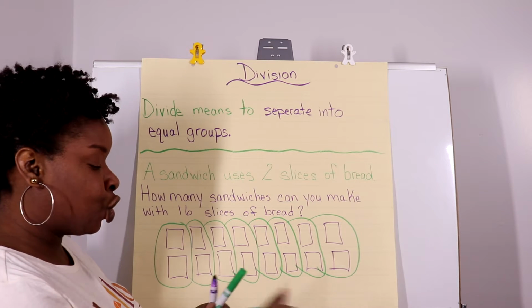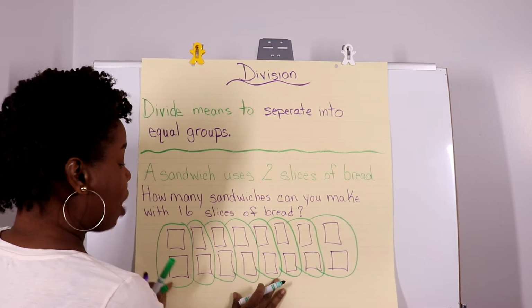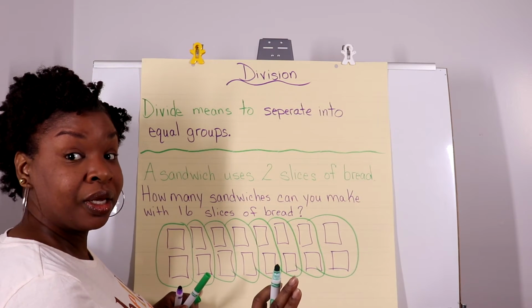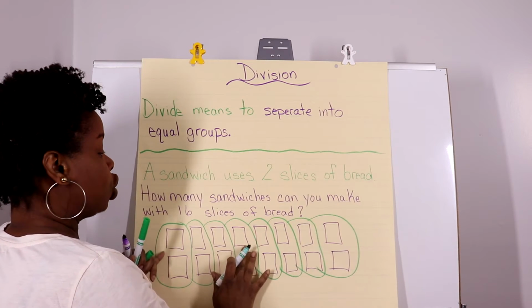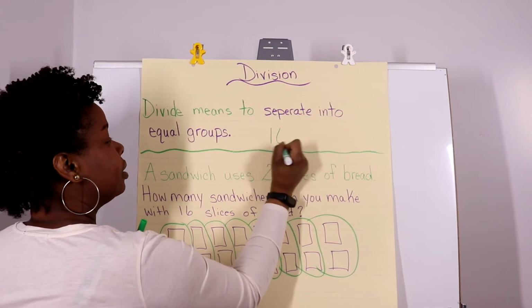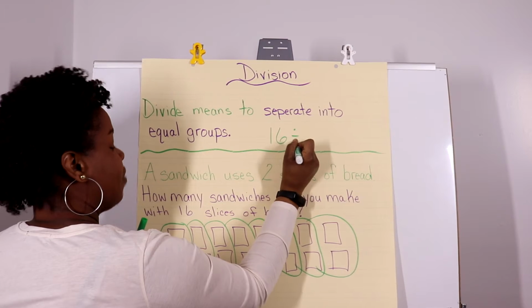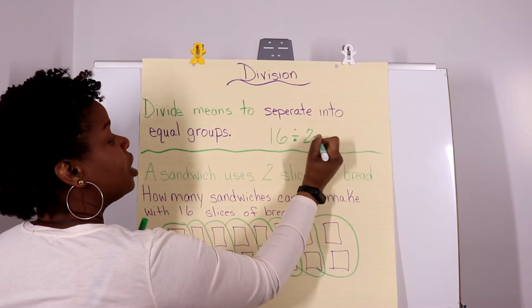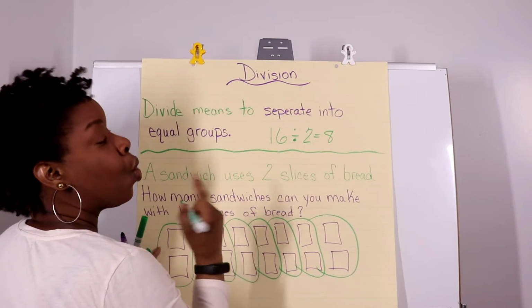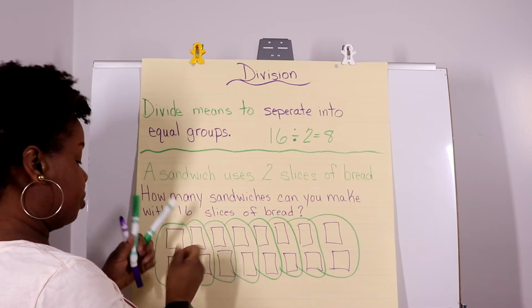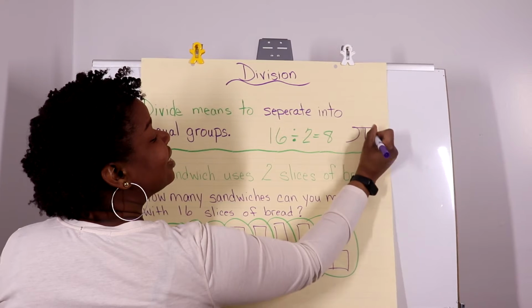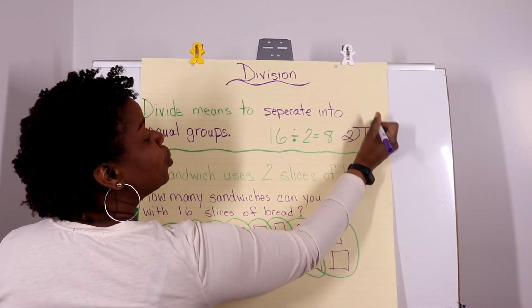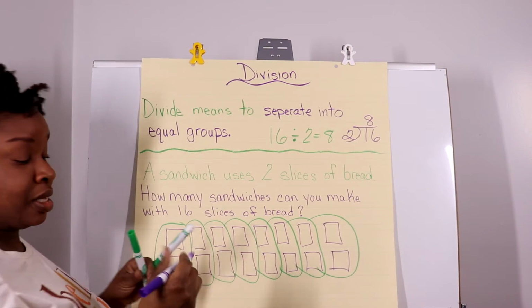Okay, so now we're going to dive deeper into vocabulary. But first I'm going to show you how to write this problem up. I'm going to put it right here just so you can see. So we had 16 divided by 2 equals 8. Or we're going to have 16 divided by 2 equals 8.